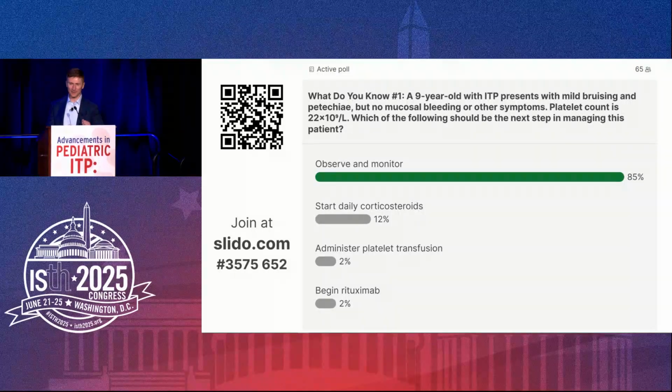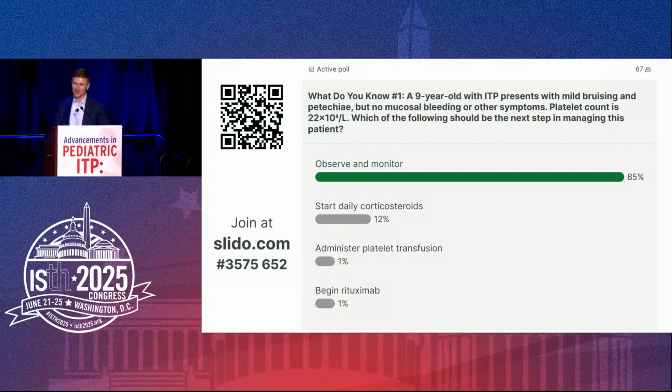And so 85% have chosen observe and monitor, 12% start corticosteroids, administer platelet transfusion at 1%, and begin rituximab at 1%. We'll get to the answers at the end of the talk.